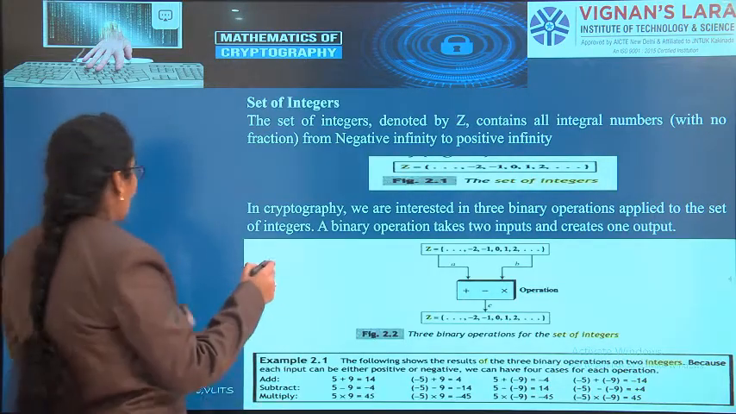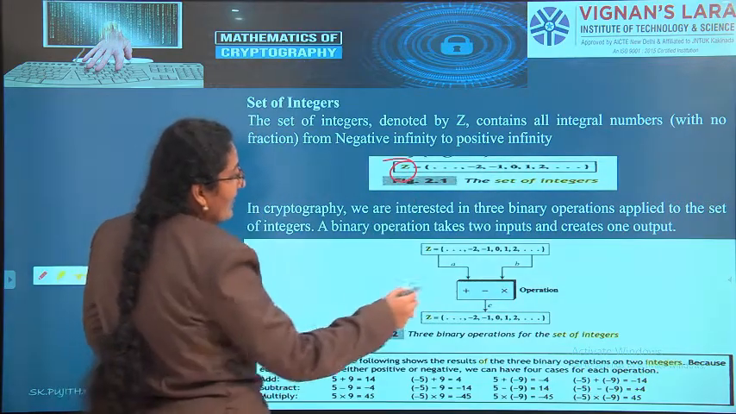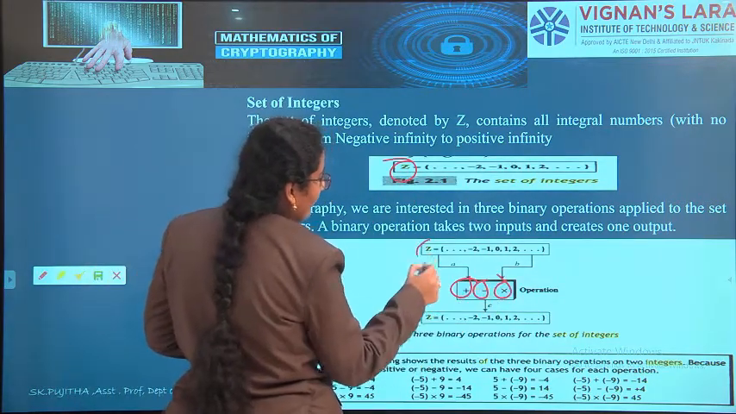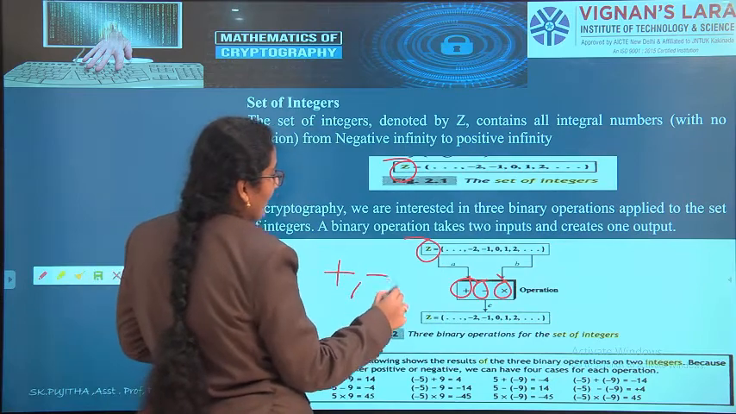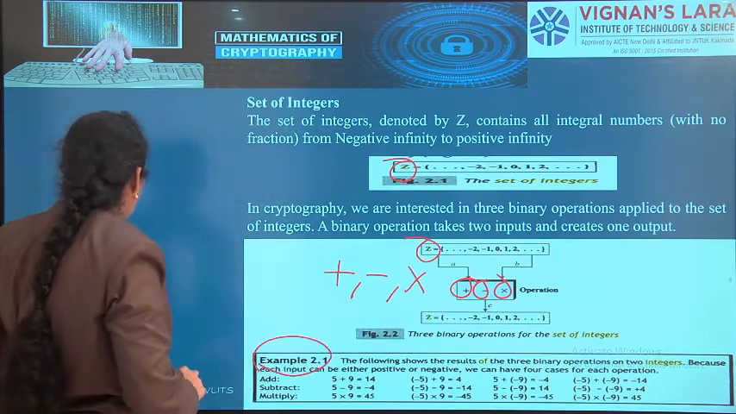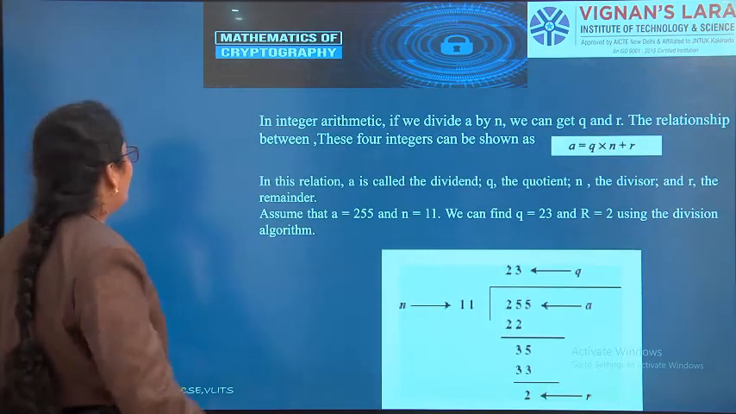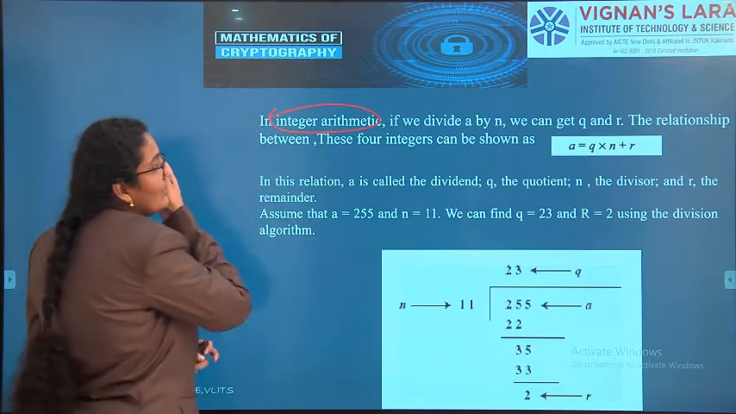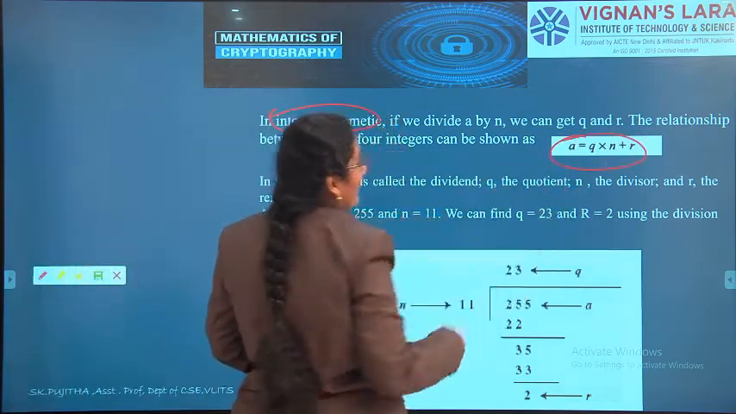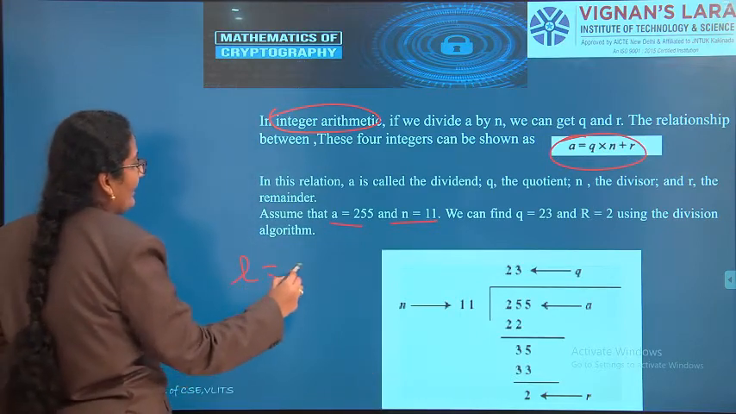So first we have taken integers. We are performing three operations on integers. The three operations are addition, multiplication, subtraction. And we have seen an example for that. After that we came to integer arithmetic, where we have the division rule. In this division rule we have taken an example and solved it, where we got remainder 2.